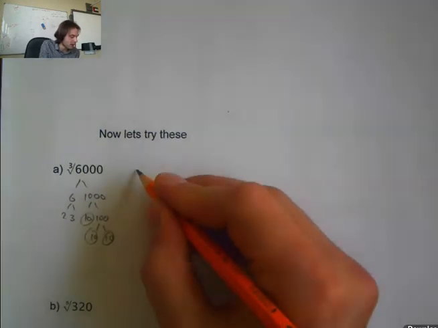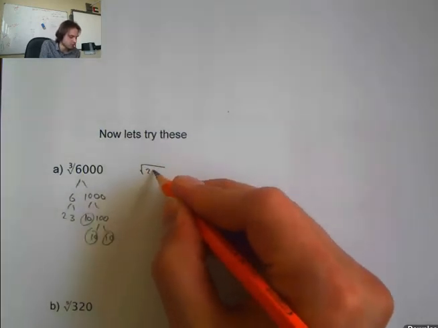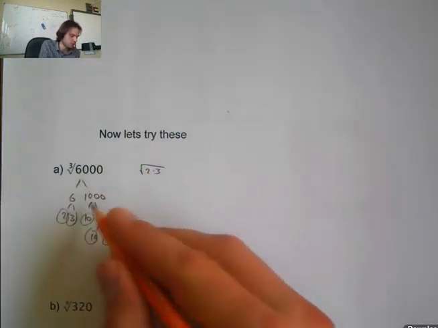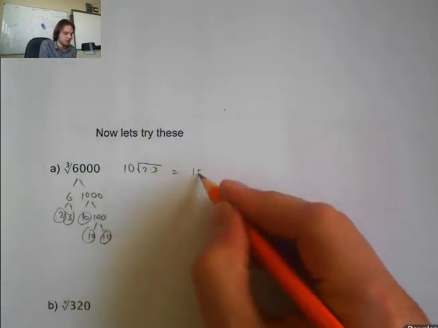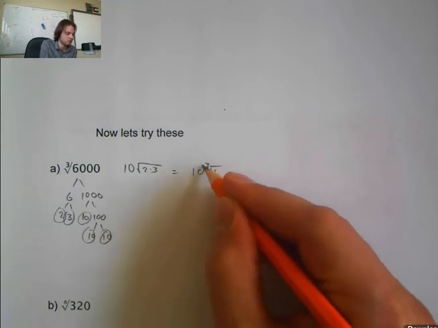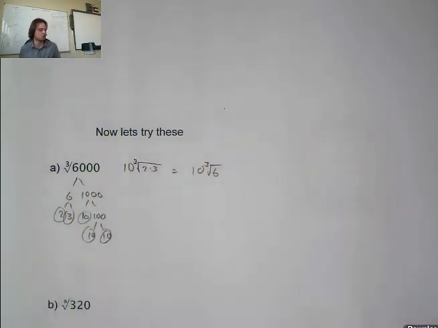So let's take a look. We have 2 multiplied by 3. These guys don't have partners. They have the sets of 10s, the triplets. So that gives me 10 cube root 6. That's cube root, we wanted triplets.